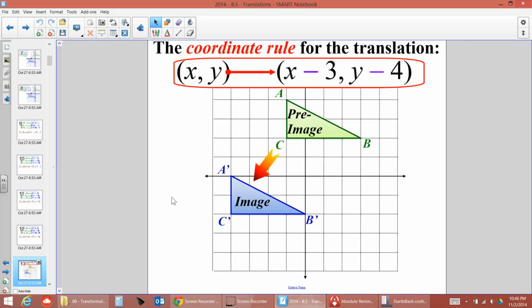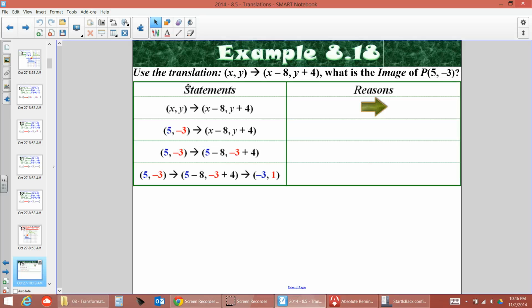All right, so we talk about pre-image and image. Pre-image is before you move it. It has no prime values. The image is after we move it. It has A prime, B prime, C prime on it. This is what we call the coordinate rule for translation. This one I don't really use very often. I just kind of count. Okay, down 4, left 3. Down 4, left 3. So, no time for questions.